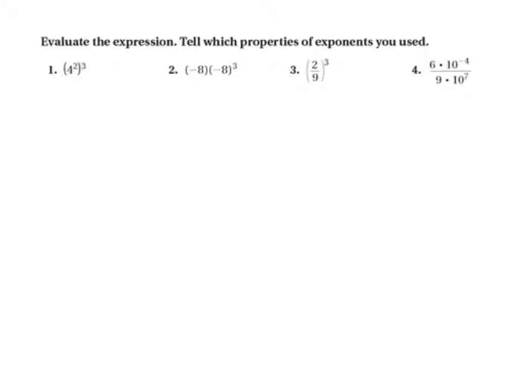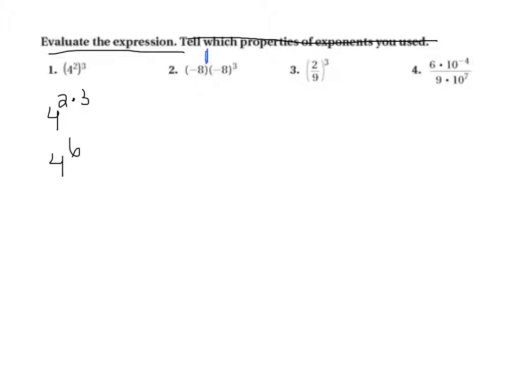I'm not so worried about this as I am this. And I don't want a calculator. You need to do this by hand, so watch what happens here. You have a power to a power, so that means we do 2 times 3, 4 to the 6th. Now if they're not there, fill it in with a 1.